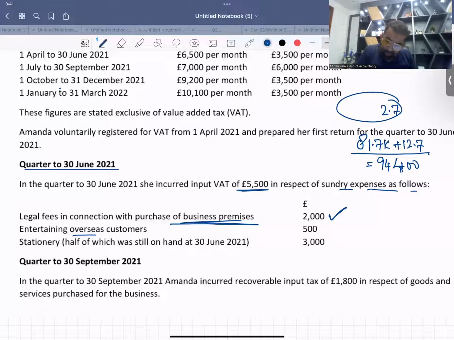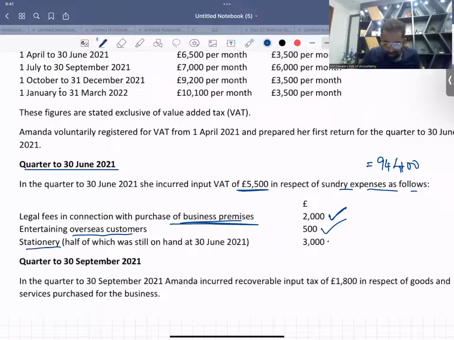Entertaining overseas customers, yes, specifically this is written, you can claim. Why is input VAT on overseas customers allowed? Because these overseas customers will give rise to our exports. I gave you the logic in the class, if you remember.